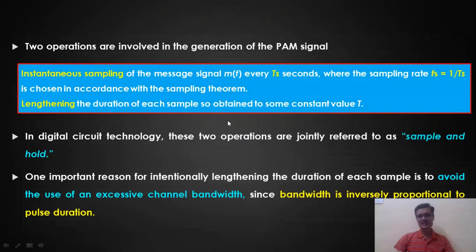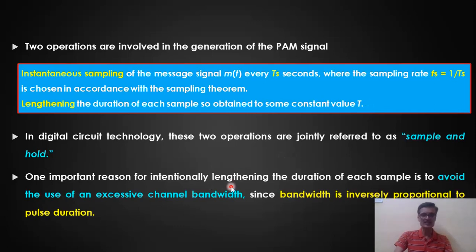So basically, as I told in the previous case in the block diagram, we are involved with two operations. We have two functions which we have to implement. You have to take the instantaneous sample of the message signal for every ts seconds, according to your sampling frequency. Then you have to lengthen the duration of each sample obtained at a constant value of t. That means for a time interval of t seconds, we have to stretch, or maintain or hold, the amplitude of the sampled value for a time constant of t seconds.